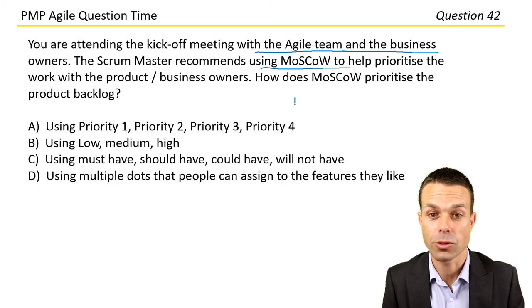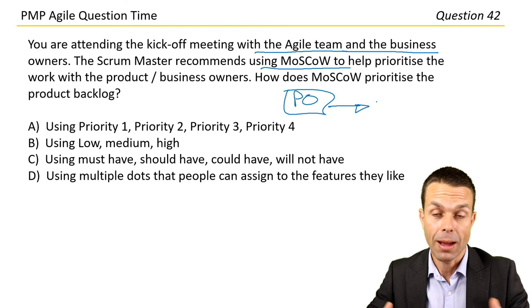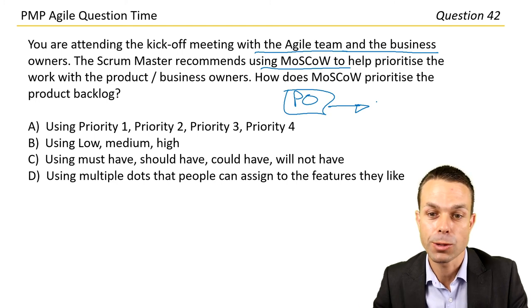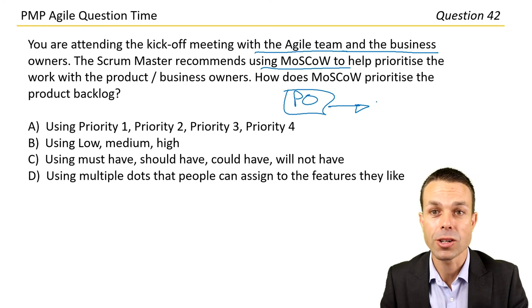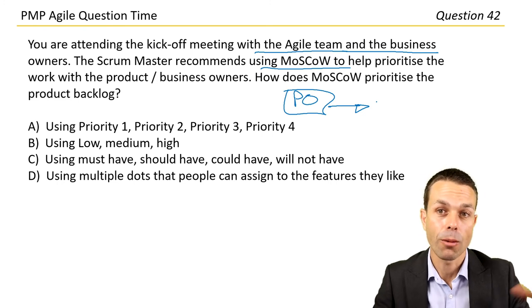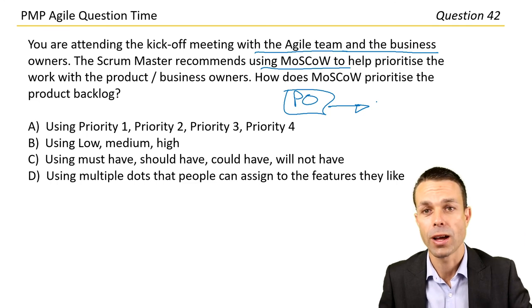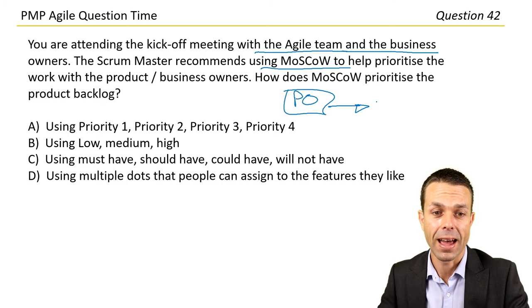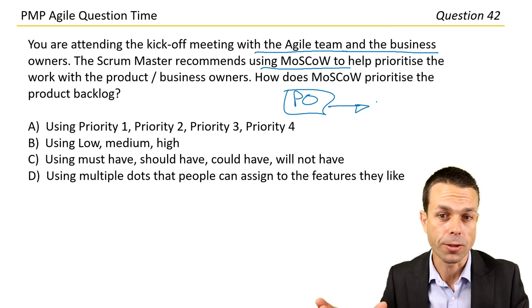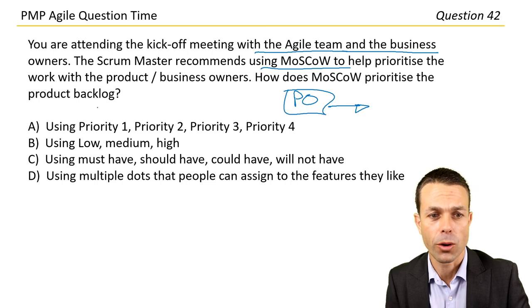So the product owner technically should have a prioritized backlog of features that they want to deliver, being our customer. So they represent the customer. But sometimes we need to work with them to help prioritize that list because maybe they come from the business or they're a customer themselves. They don't necessarily know how to prioritize things based on value and cost and effort. And so these things are really important. So how does MoSCoW prioritize the product backlog?